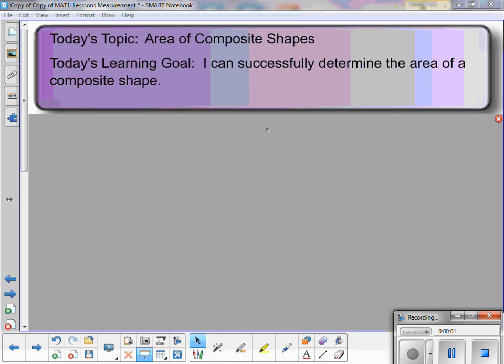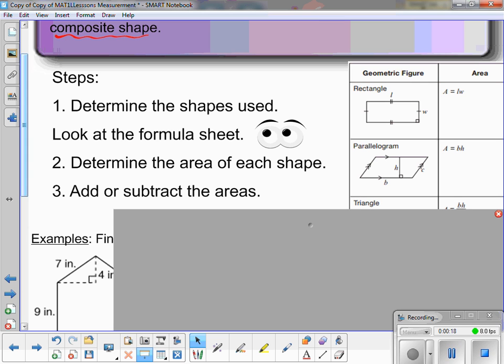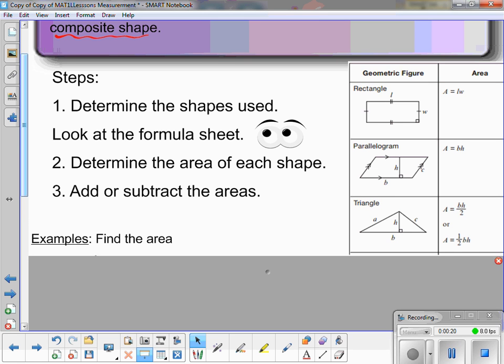Okay, today we're going back to composite shapes, but this time we're going to find the area of them. So remember, a composite shape is a shape that consists of more than one regular shape. Again, I've given us a formula sheet, and I've just looked at the formulas we're going to be working with. Again, it's a rectangle, a parallelogram, or a triangle.